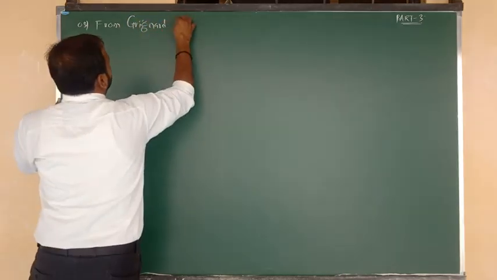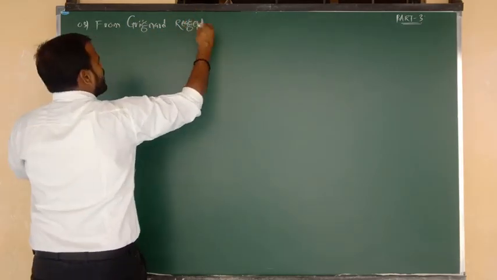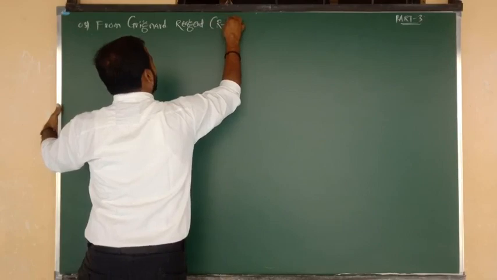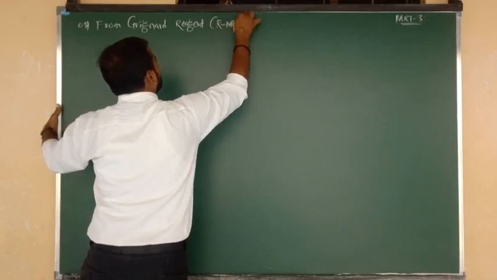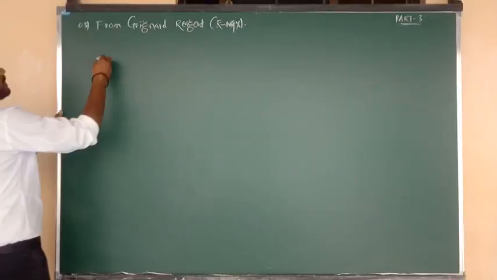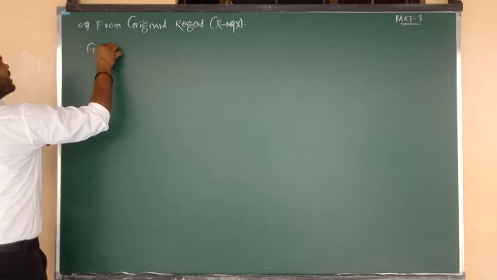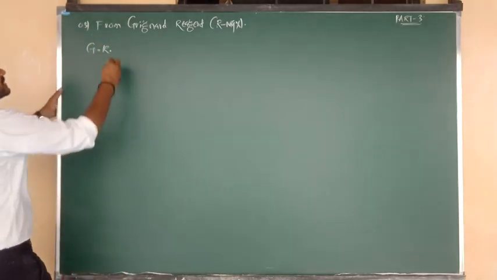From Grignard reagent. What is the formula of Grignard reagent? RMgX. Okay, let me give a statement first of all. First of all we have to consider the Grignard reagent, nothing but RMgX.